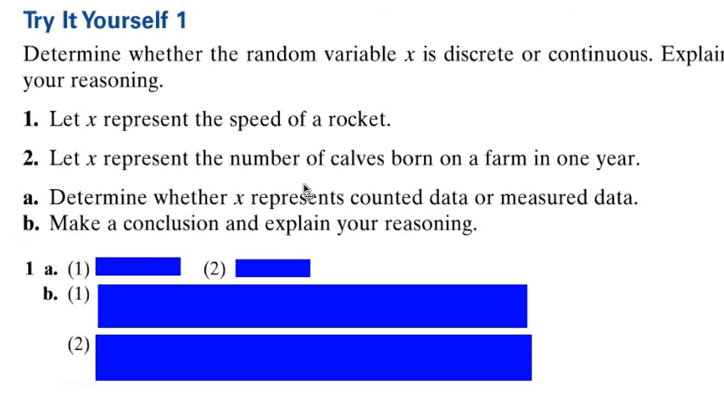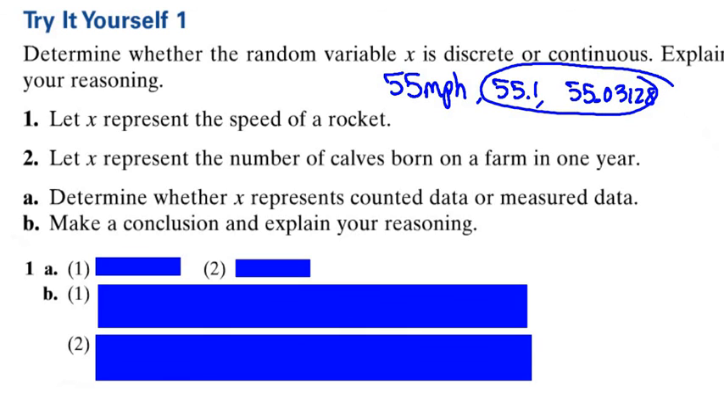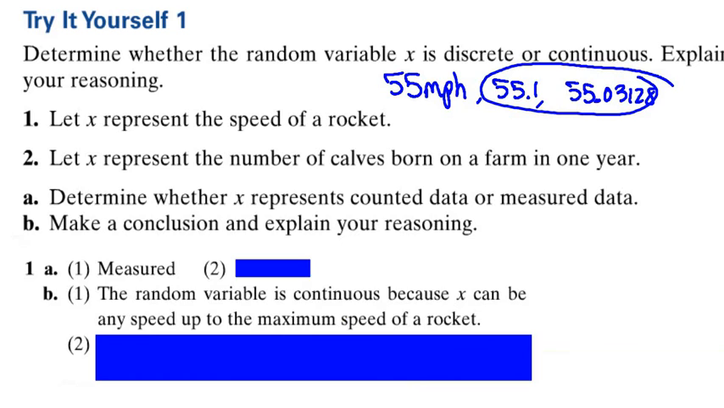So number 1, the speed of a rocket. So let's say 55 miles an hour. Is the next possibility 56, or could we say like 55.1 or 55.03128? And the answer is we could carve it up, we could measure it as precisely as we want. So that is measured data, and if it's measured, it means it is continuous.